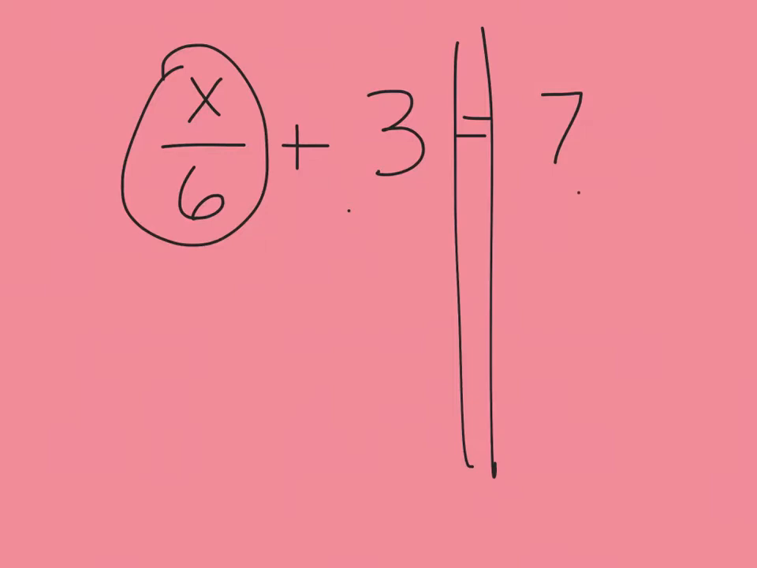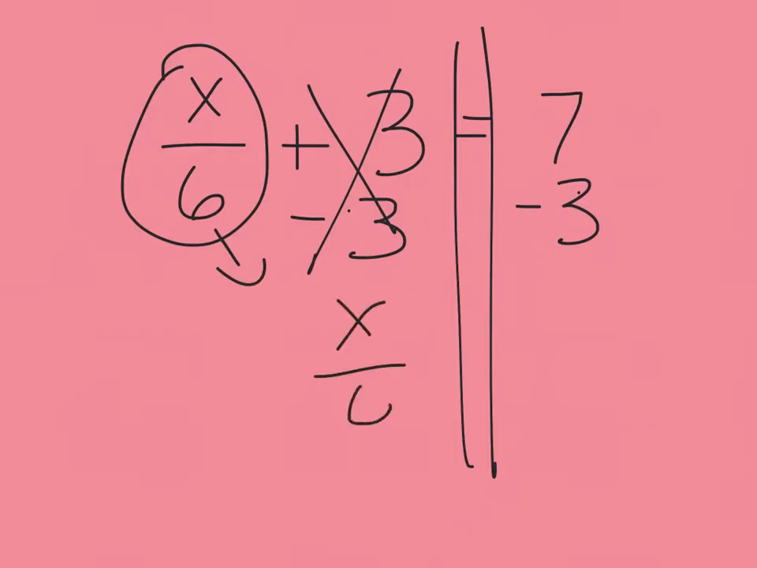All right, so I'm looking and I have plus 3, or positive 3. So I want to make that 0 by subtracting 3 from both sides. Poof, that goes away, becomes 0. I can bring down my x divided by 6. That equals whatever 7 minus 3 is. So that gives me a positive 4.